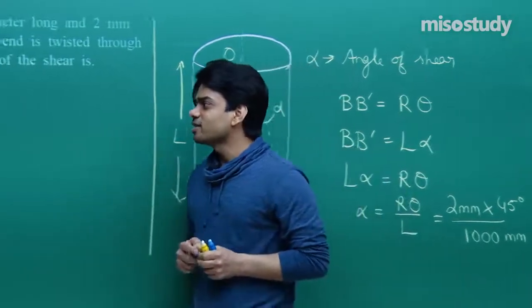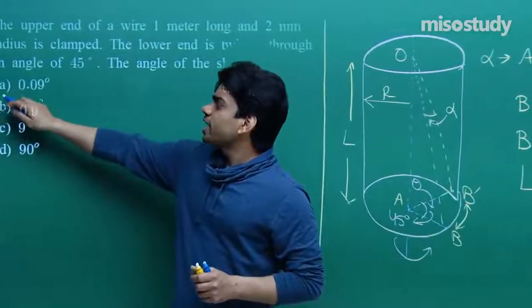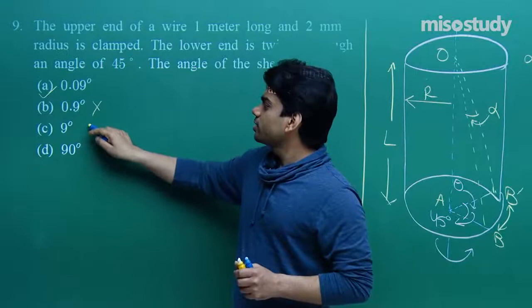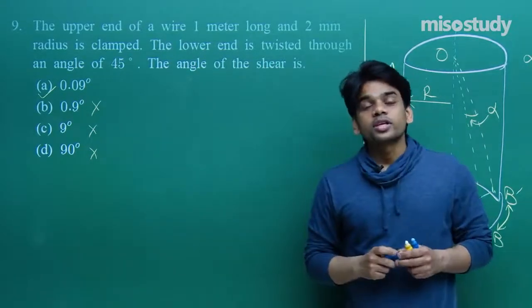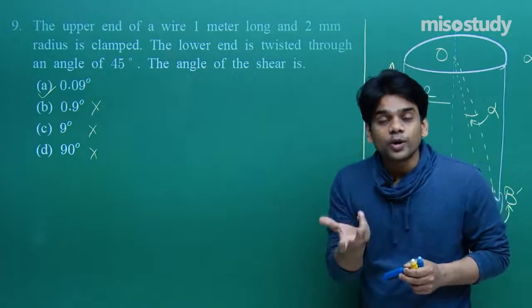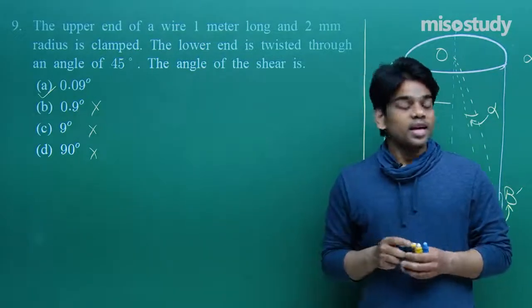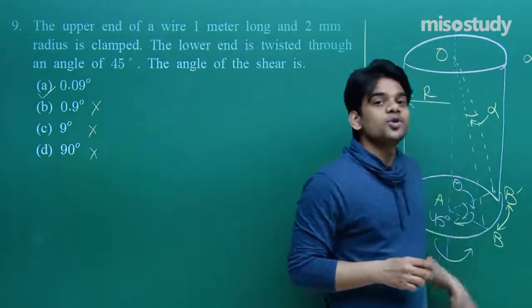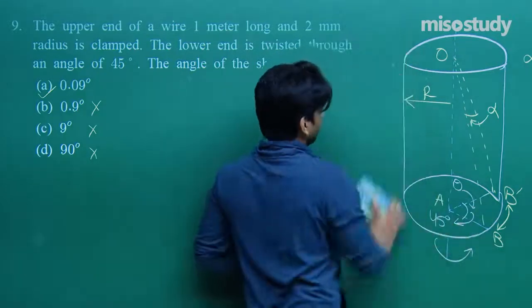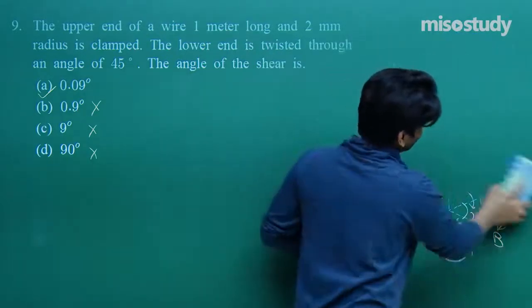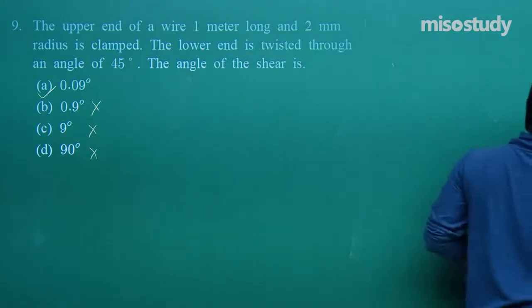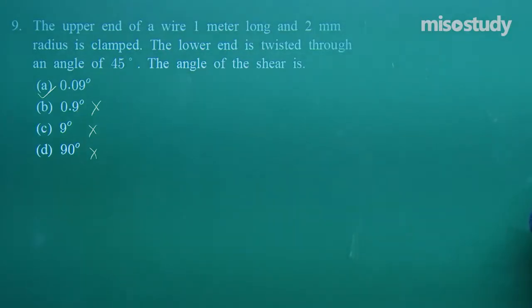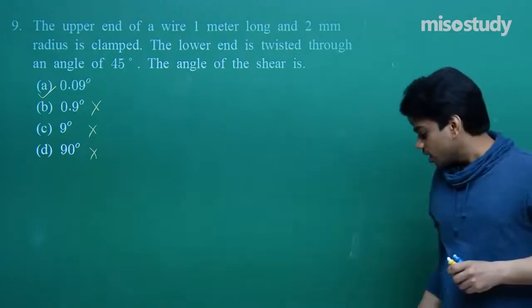Let's check with the right answer. A is 0.09 degree. Yes, that's the right answer. B incorrect. C incorrect. D incorrect. So with this, you will have understood how to evaluate the angle of shear in the case of a wire. And let's go ahead. If you know the concepts, you can easily use all the things in questions. This was a very good question based upon shear. Let's go with the next question.